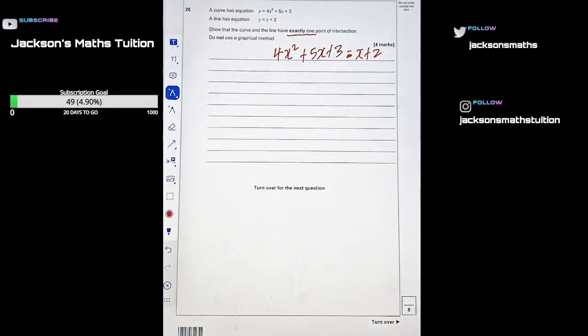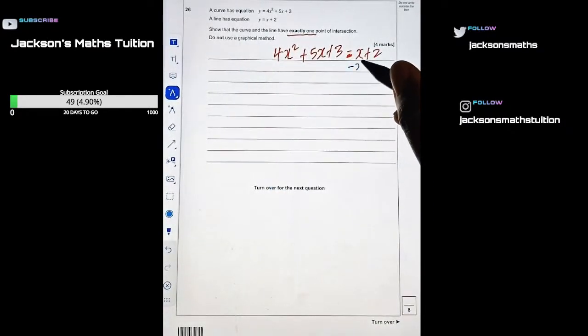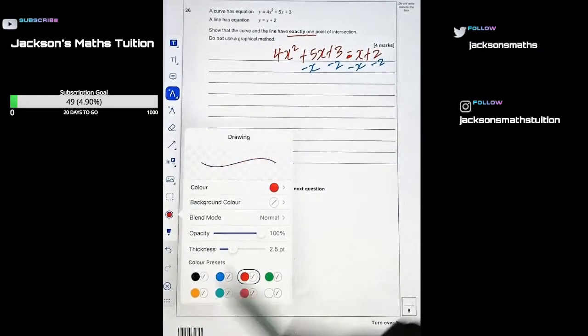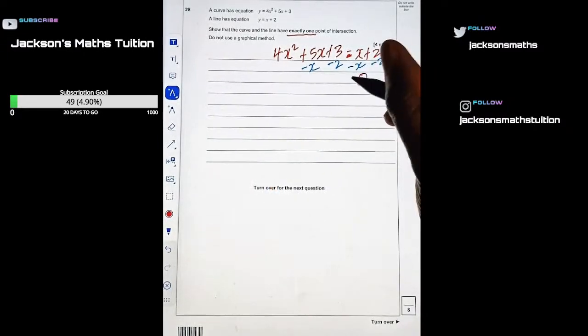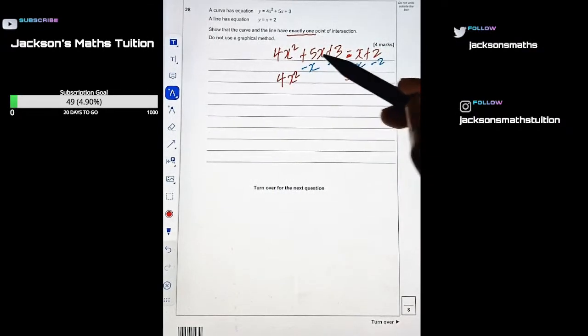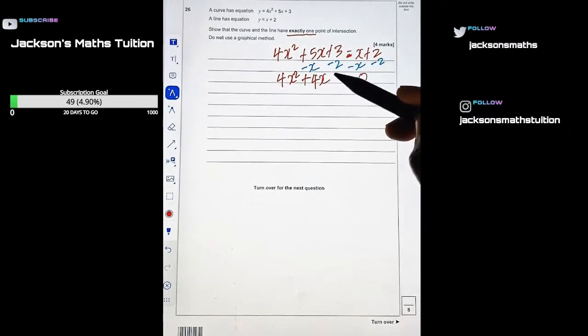All right? Let's equate that or make that equal to 0. So we're going to carry over this x and carry over this positive 2. Let's carry them to the next side. So we're going to minus x and we're going to minus 2. Now that right side of the equation is now equal to 0. And 4x squared stays the same. This is 5x take away x, so that's 4x. 3 take away 2, that's 1, positive 1.